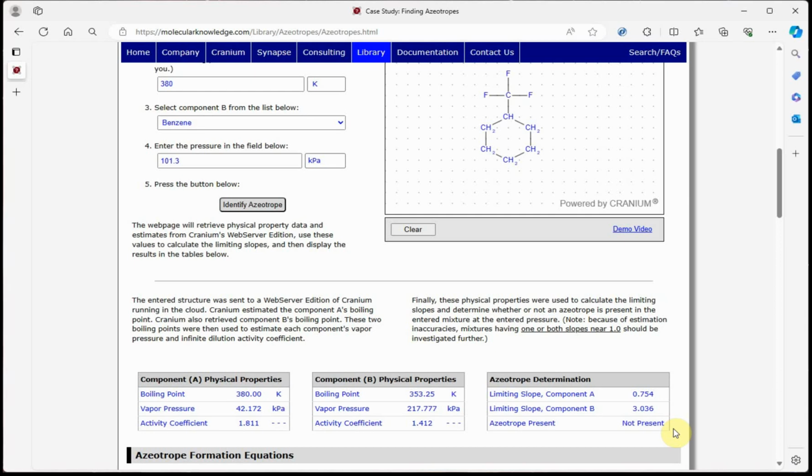We hope you find our Azeotrope-Finding web application useful. We would greatly appreciate any feedback you can give us, especially on mixtures that you find are correctly or incorrectly predicted. This will help guide our continuing search for new estimation techniques that can improve the accuracy of Cranium's physical property estimations, and thus this web application's azeotrope predictions.